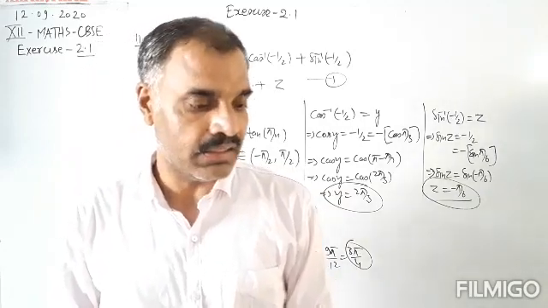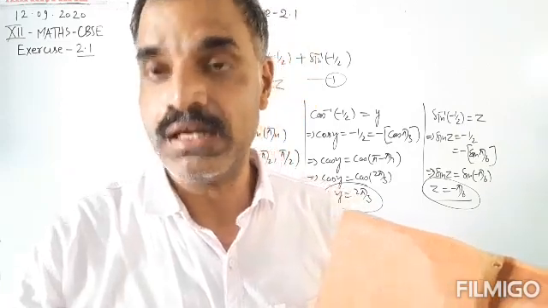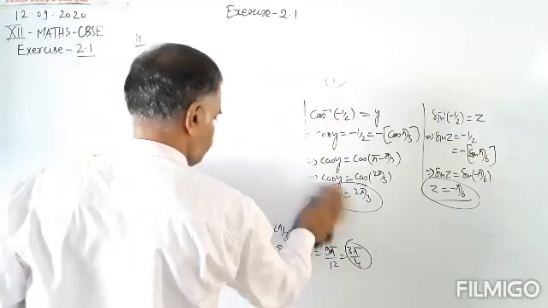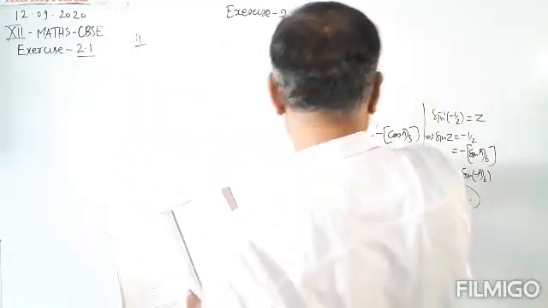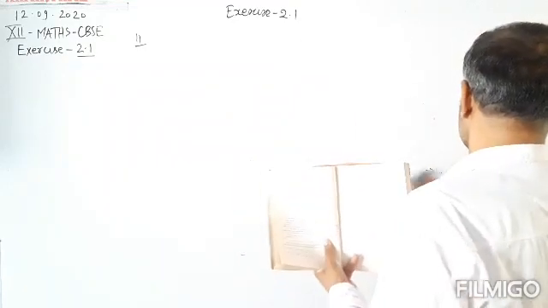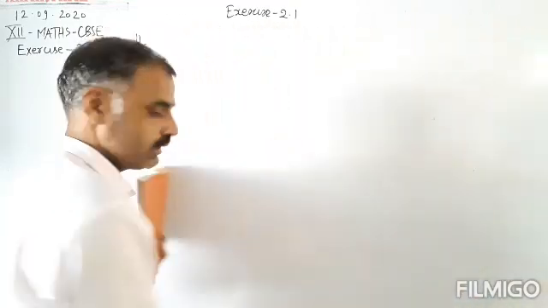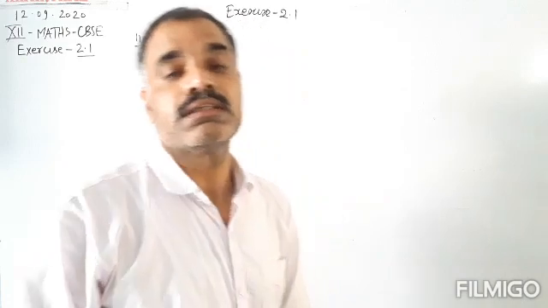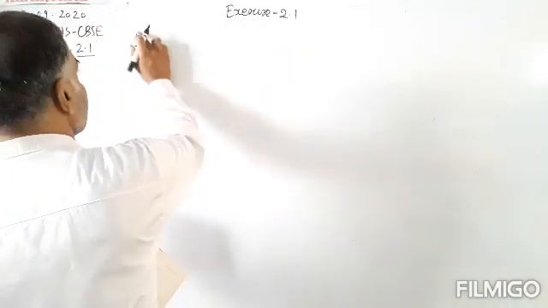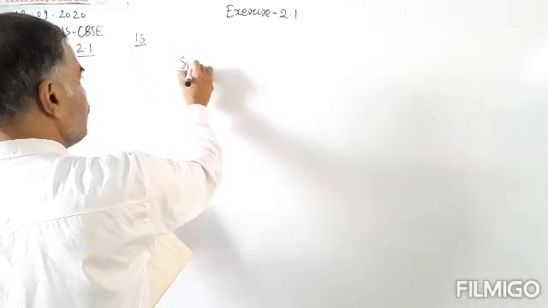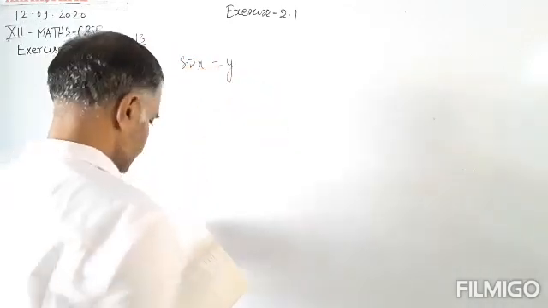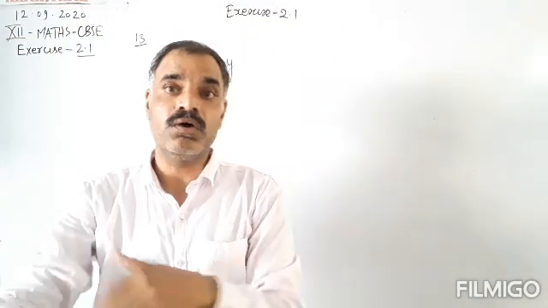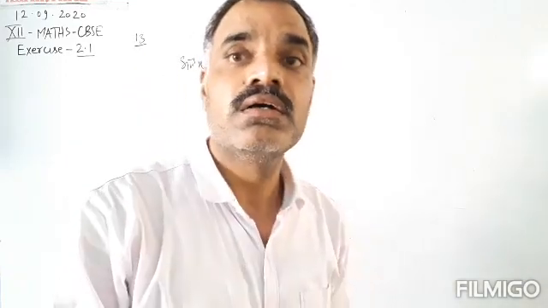Now let us have question number 13 of exercise 2.1. We are just solving the questions of exercise 2.1, and all these questions depend on the principal value branch of the inverse trigonometric functions. Question number 13 is: given sin inverse x is equal to y, then y will lie in which interval? Or the value of y belongs to which interval?